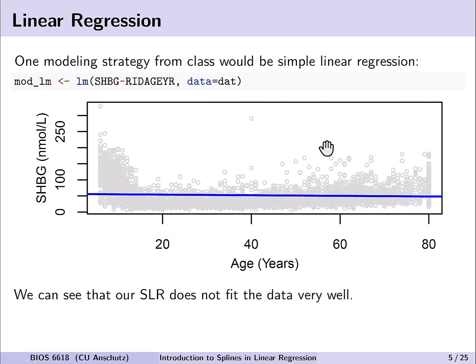One strategy that we've talked about a lot in class is using simple linear regression. We see here on the plot we've added a linear regression line, and it just doesn't fit the data very well. For example, at younger ages there's a whole bunch of higher values than we would expect. And in the middle area of the graph, it seems like most points are below it. So there's something to be desired from this simple linear regression fit.